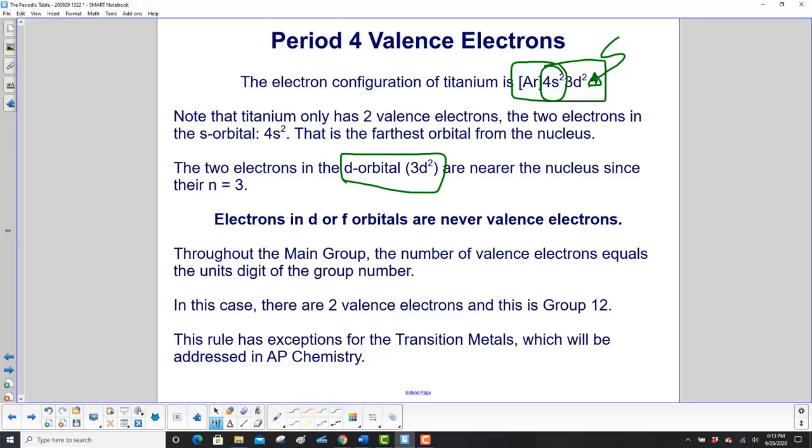That's their energy level. Here's the key point right here. Electrons in d or f orbitals are never valence electrons. Throughout the main group, the number of valence electrons equals the units digit of the group number, which I think we indicated a few slides back. In this case, there are 2 valence electrons, and this is group 12. The rule has exceptions for the transition metals, but that's going to be held off until we get to AP chemistry.